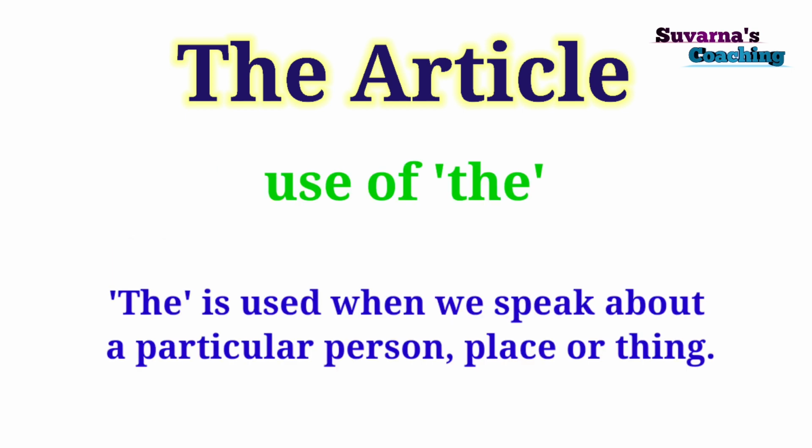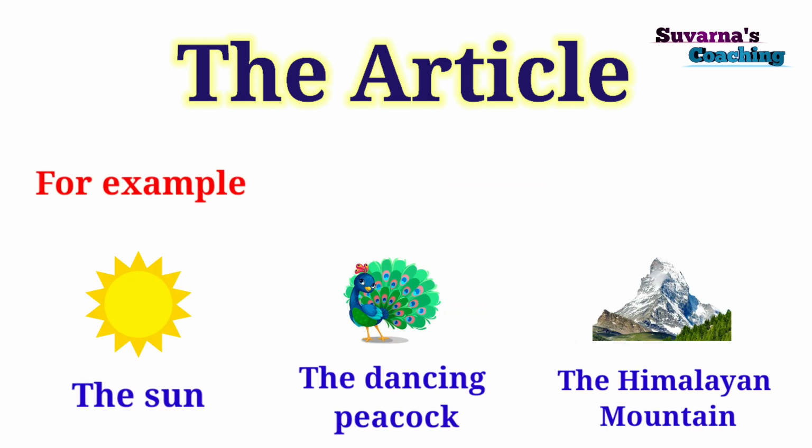Use of the: the is used when we speak about a particular person, place, or thing. For example, the sun, the dancing peacock, the Himalayan mountain.